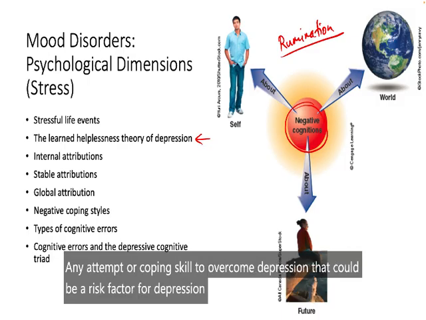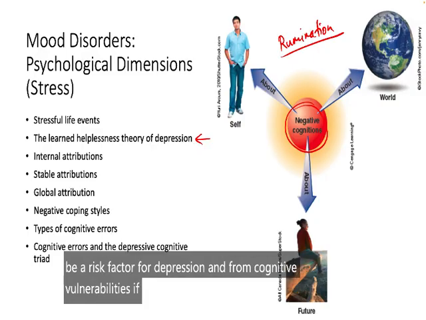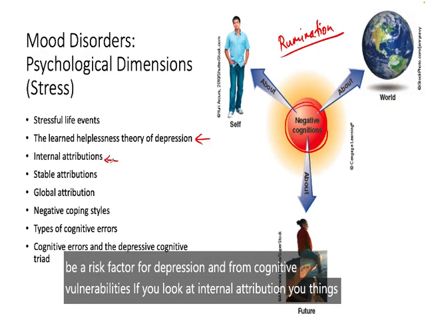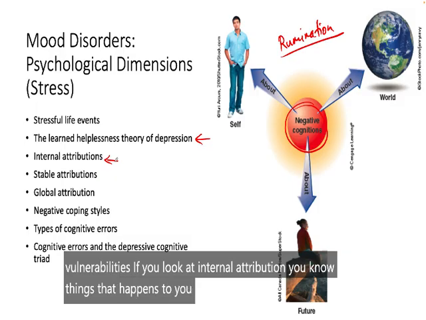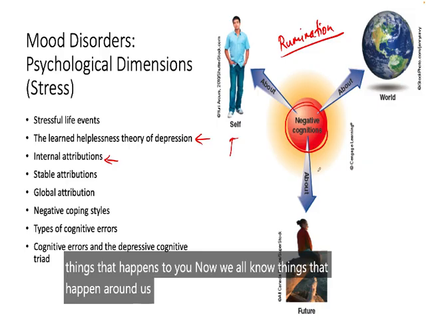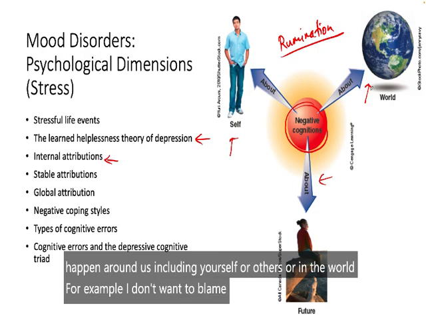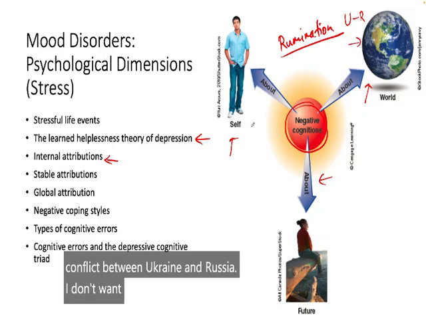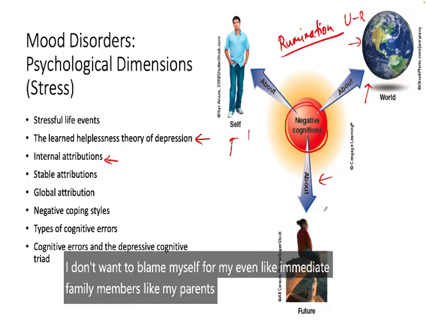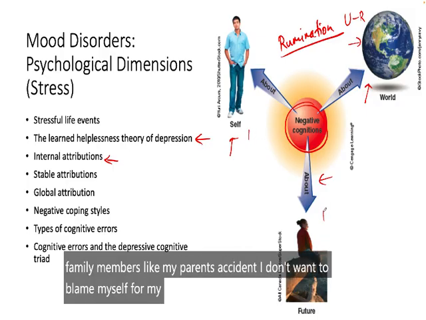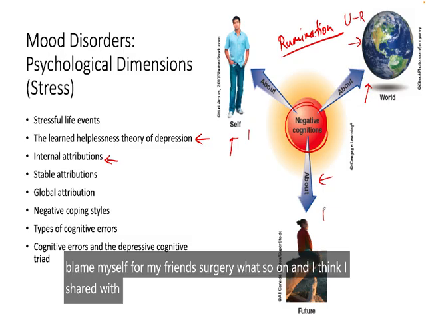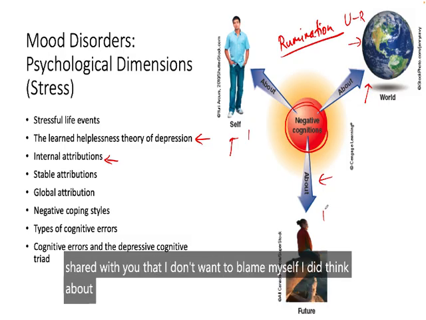And from cognitive vulnerabilities, if you look at internal attribution, things that happen to you. Now, we all know things that happen around us, including to yourself or others or in the world. For example, I don't want to blame myself for the conflict between Ukraine and Russia. I don't want to blame myself for even my immediate family members, like my parents' accident. I don't want to blame myself for my friend's surgery, and so on. And I think I shared with you that I don't want to blame myself. I did think about it, but it just lasts for a short time.